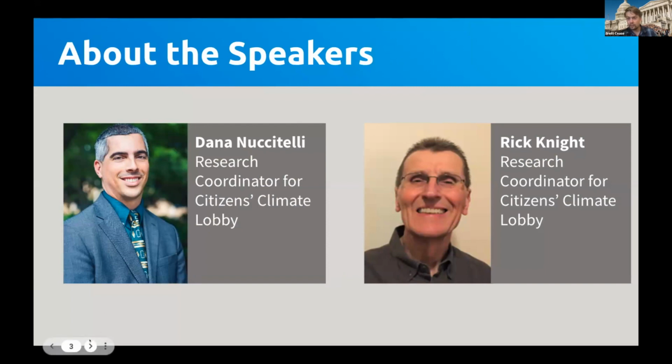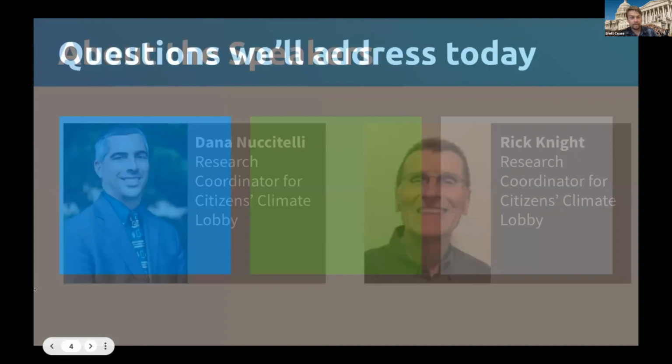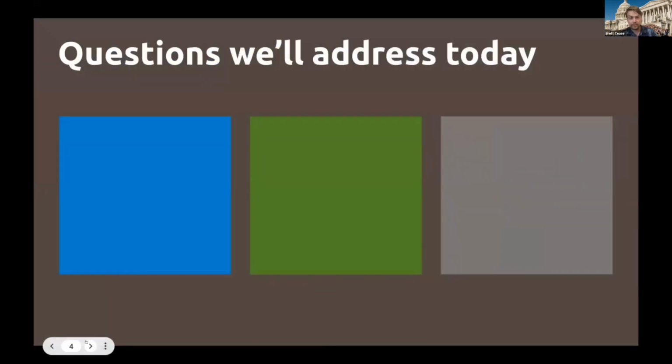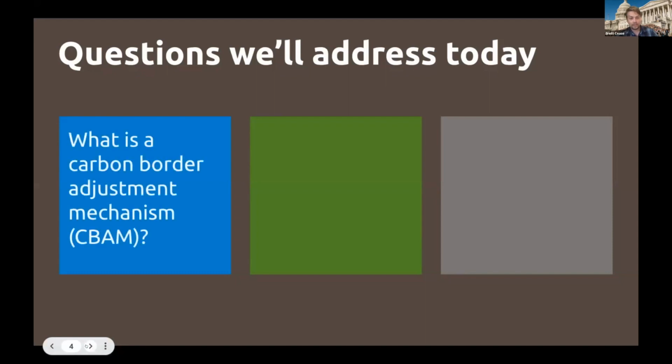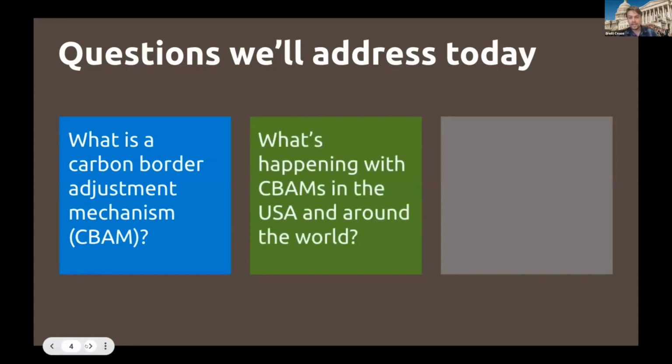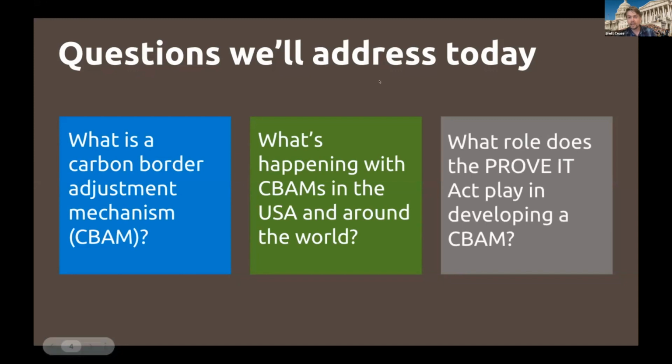And if we've done our job well tonight, you are going to walk away with the following 3 learning goals that we are going to pose as questions we're going to be exploring tonight. Number 1, you'll understand a bit more about what is a carbon border adjustment mechanism, or CBAM. Number 2, you'll understand what's happening with CBAMs in our country, the United States, as well as around the world. And number 3, you'll understand what role the Prove It Act plays in laying the groundwork for CBAMs here domestically.